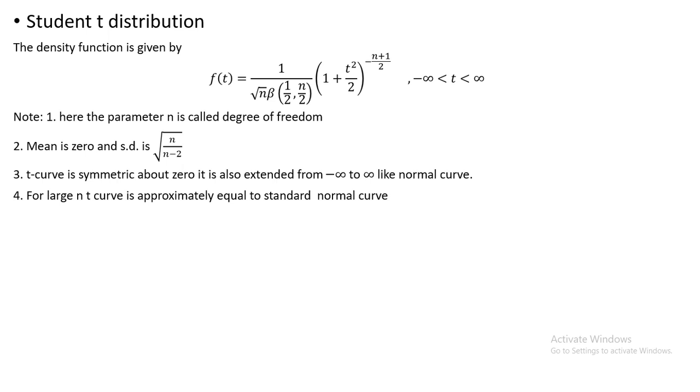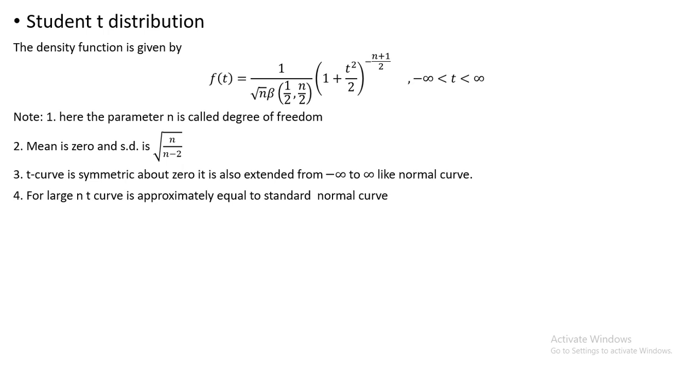The T curve is symmetric about 0. If you draw the T curve, it will be symmetric about the y-axis, and it extends from minus infinity to infinity like the normal curve. For sufficiently large n, the T curve is approximately equal to the standard normal curve. Here I already told you that if n is very large, the standard deviation becomes 1 and the mean is already 0, so the curve looks like the normal curve.